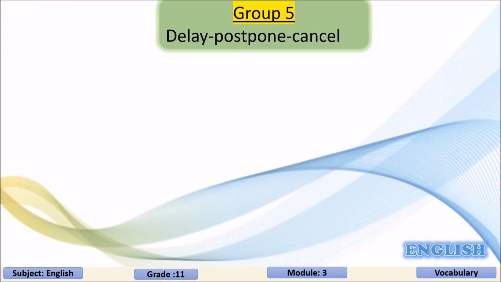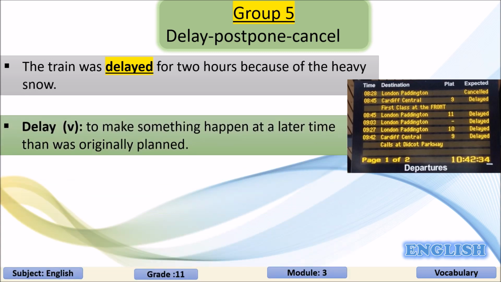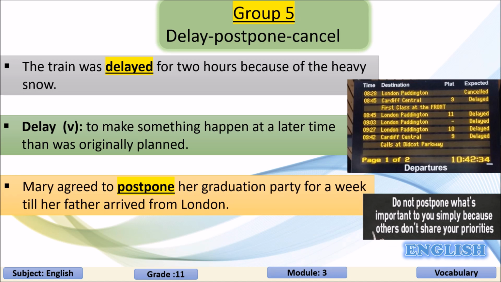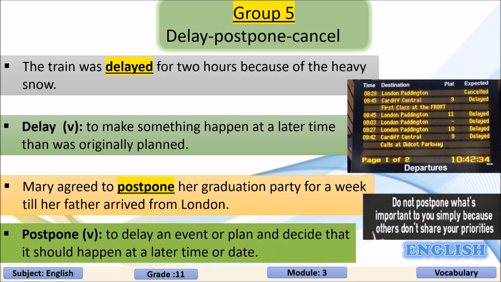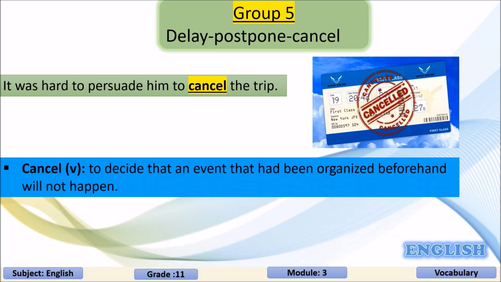Now let's identify the differences between delay, postpone, and cancel. The train was delayed for 2 hours because of the heavy snow, which means it was made late. And Mary agreed to postpone her graduation party for a week, which means to change the date of her graduation party. Cancel. It was hard to persuade him to cancel the trip. So cancel is a verb, which means to decide that an event that had been organized beforehand will not happen.